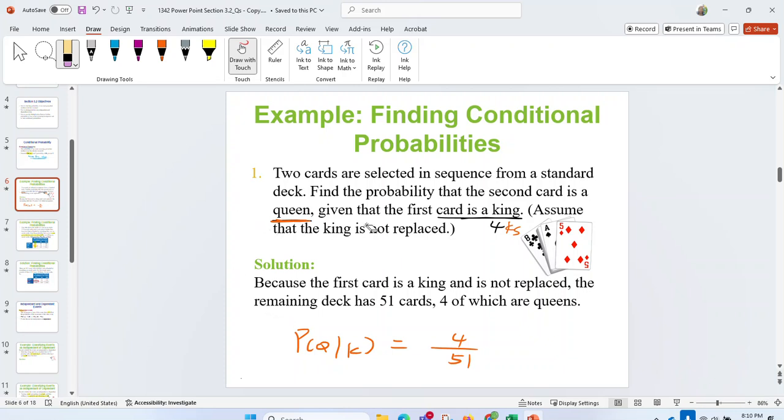Okay, look at this one right here. We use this kind of card problem a lot. Two cards are selected in a sequence from a standard deck. The standard deck means it does not include jokers. Find the probability that the second card is a queen, given the first card is already a king.